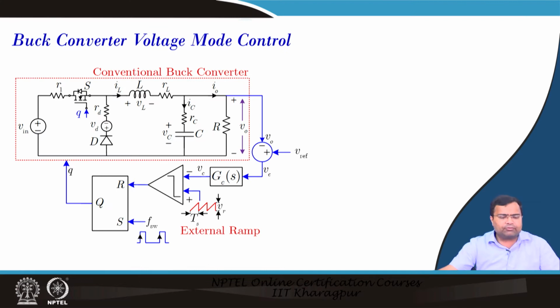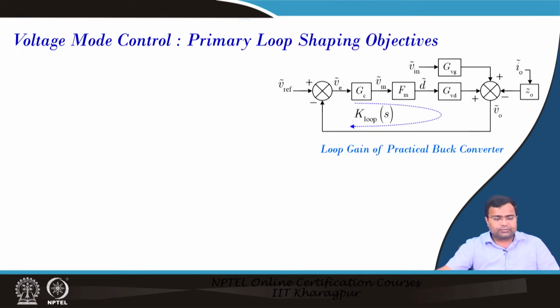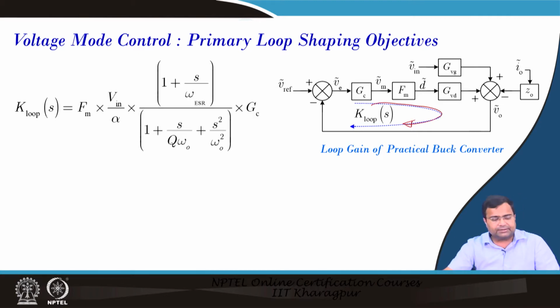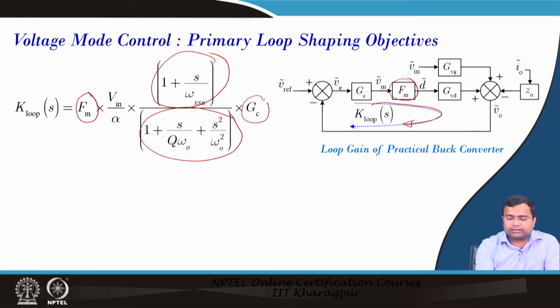So, here we will first recall the voltage mode control buck converter, and we have discussed this diagram multiple times, and this is a sawtooth waveform to generate the duty ratio. Now, if you go for digital voltage mode control, what are our primary loop shaping objectives? You can see this is our loop transfer function. The loop transfer function is the product of the modulator gain, which comes from the sawtooth waveform, 1 by Vm, that is 1 by the peak voltage, then Vin by alpha, and there is an ESR zero, and then there is a double pole, and this is the controller that we have to design.